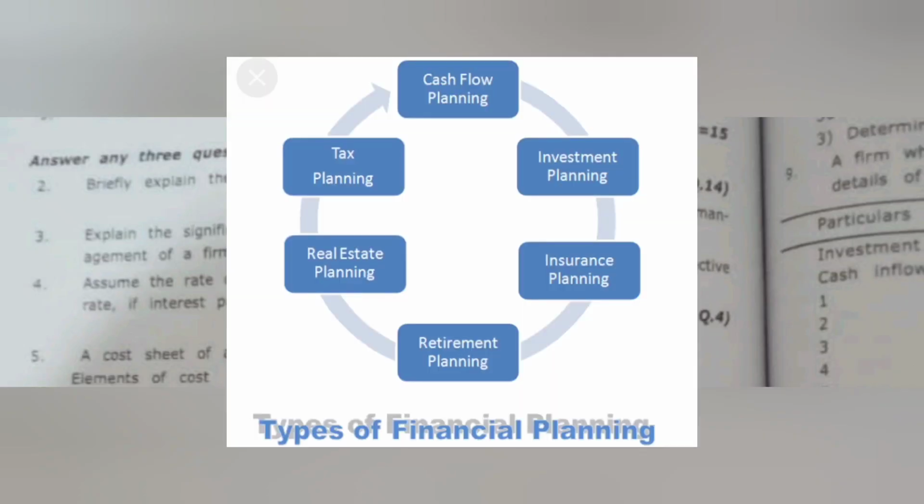Now we'll discuss the model paper 2 theory. First, we'll discuss some more important theory. What are the types of financial plan? So there are types like cash flow planning, investment planning, insurance planning, retirement planning, real estate planning, and tax planning. So these all come under the types of financial planning.